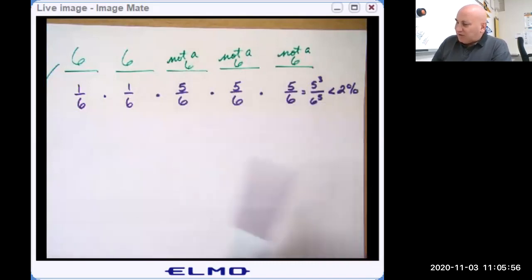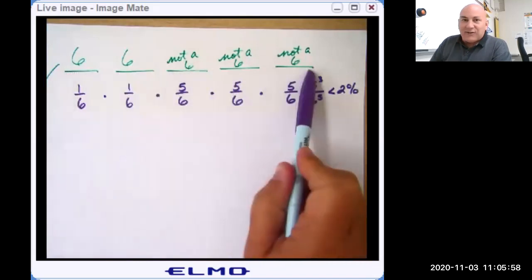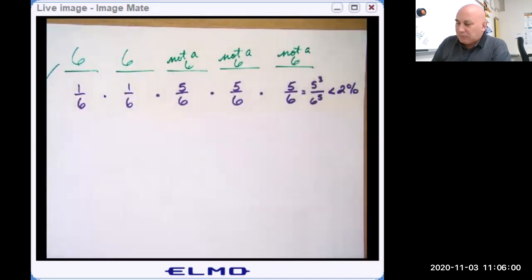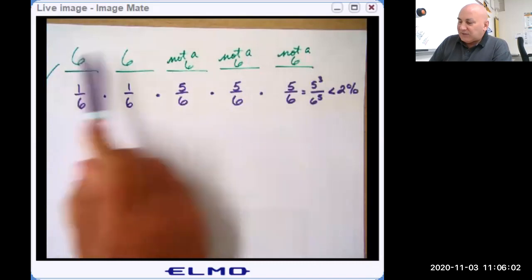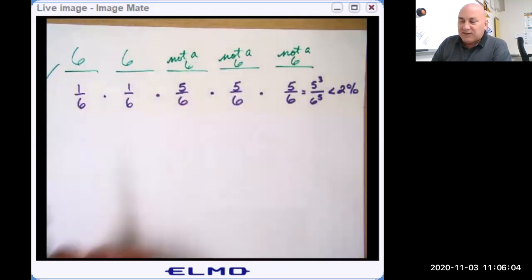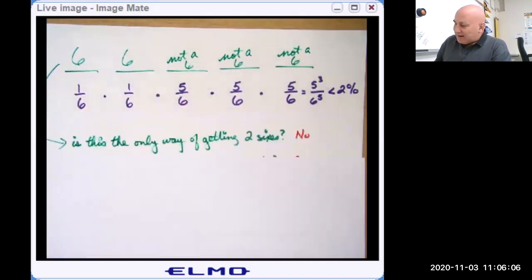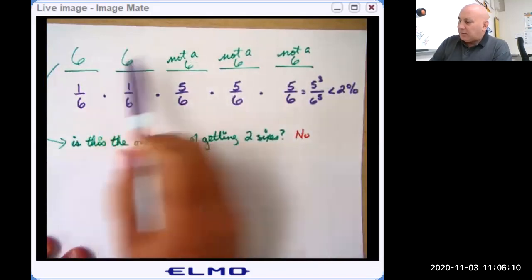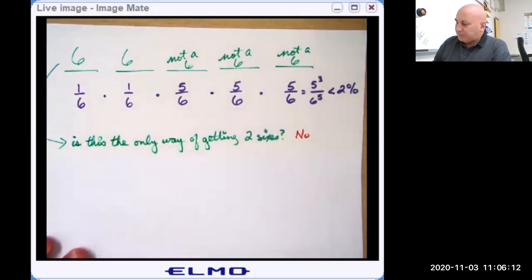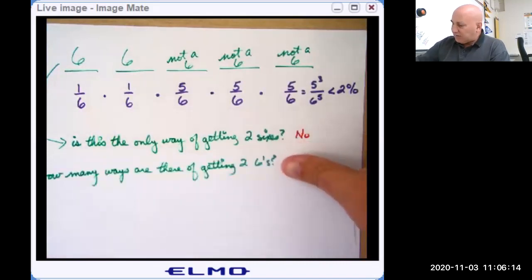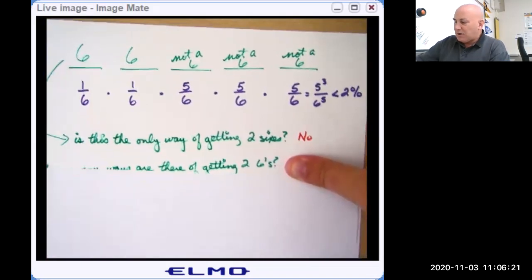So my first question is, is this the only way to get 2 6s? Is to get a 6, and then a 6, and then not a 6, not a 6, not a 6. Well, clearly that answer is no. What if I got a 6 here and a 6 here? Well, let's see. How many ways are there of getting 2 6s?